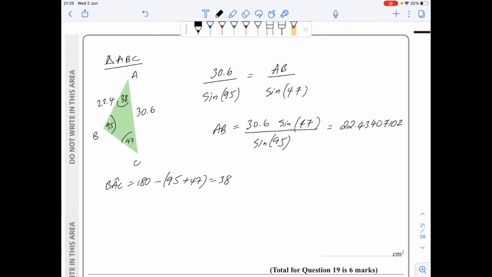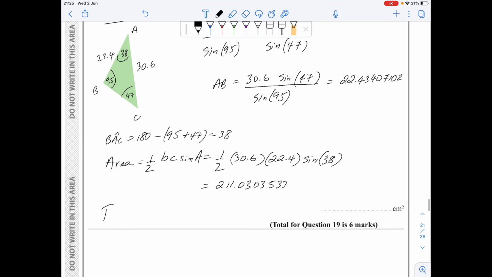So now I can use the formula for the area to find the area of this green triangle. So area is equal to 1 over 2 BC times sine of A. That's 1 over 2 times 30.6 times 22.4 times sine of 38, and this comes out to be 211.0303533. So the total area is 250 plus 211, which is 461 centimeters squared.